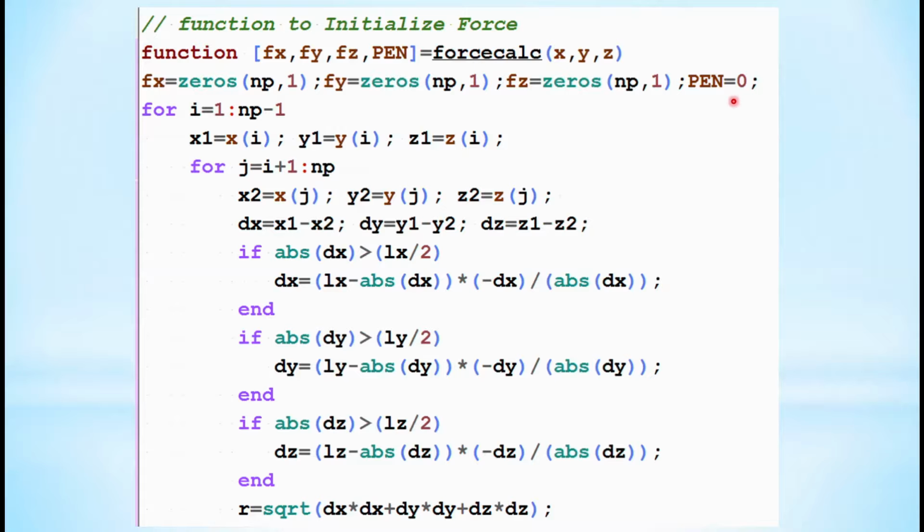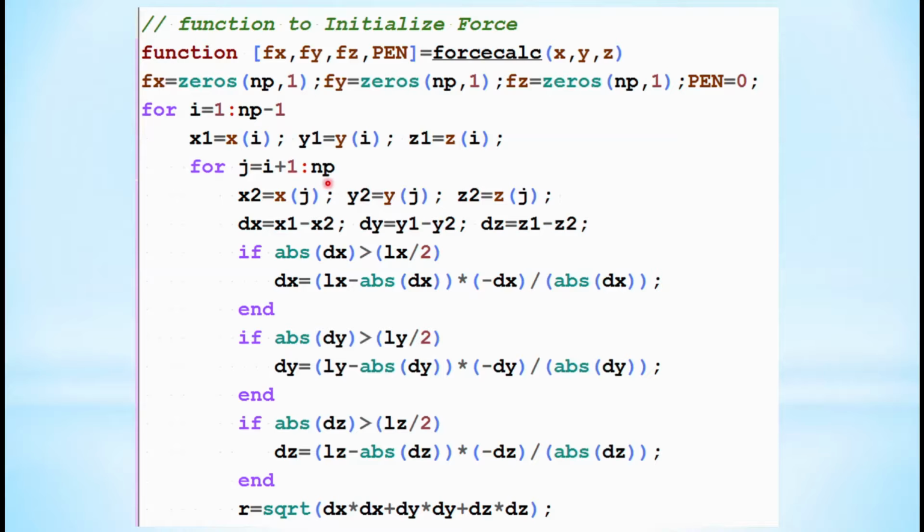So we have used 2 for loops. The first will run from 1 to NP minus 1, and the second will run from j equal to I plus 1 to NP. So we are going to consider the different pairs of particles, and we are not going to repeat a particular pair. Suppose we have calculated the distance between 1 and 2, and then we can calculate the force, but once we know F12, we don't need to calculate F21. That's why I has been varied from 1 to NP minus 1 and j has been varied from I plus 1 to NP.